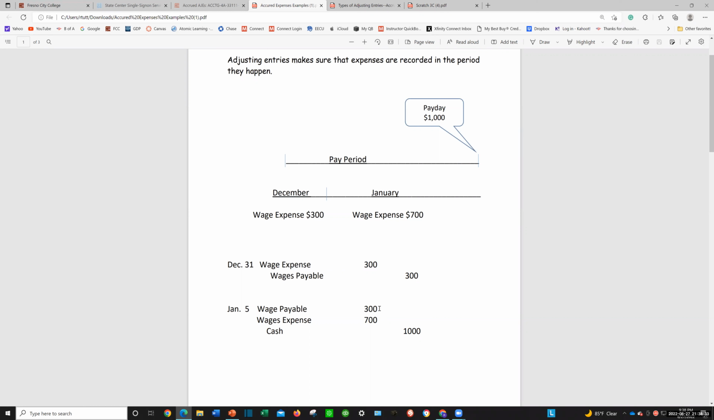Now, the cool thing about it, as you can see, is that we put the wage expense in the proper period. We recognized $300 of wages expense in December, and we recognized $700 of wages expense in January. And that's very important. We have to put the expense in the month that it happened. And we did that, right? In December, we recognized $300 of wage expense. In January, we recognized wages expense of $700.